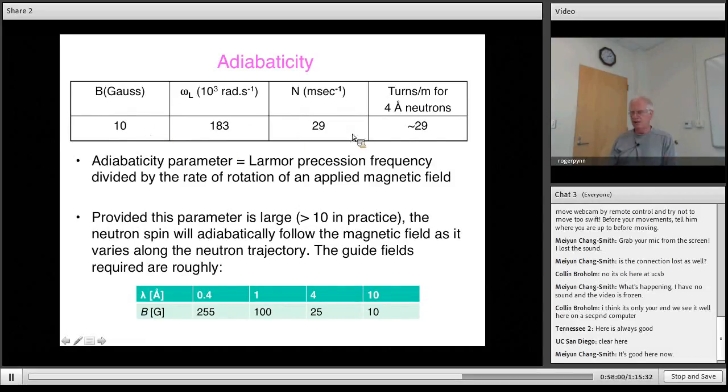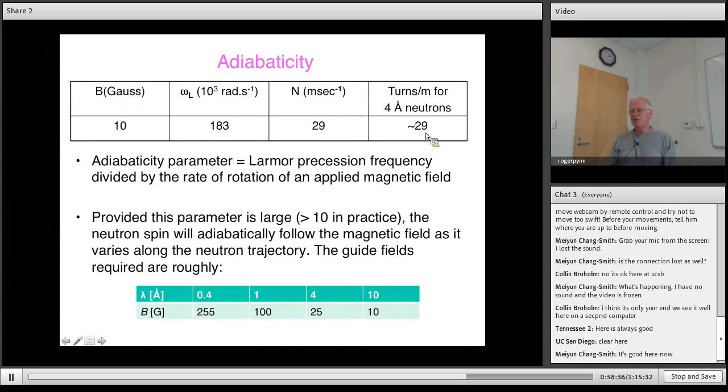The one that I always remember is that, let's come back to that. So supposing I apply a field of 10 Gauss, that's a very low field. If I apply a field of 10 Gauss, the Larmor precession frequency is 183,000 radians per second. So that's the rate of precession of the polarization around the field. The number of precessions per millisecond is about 29.